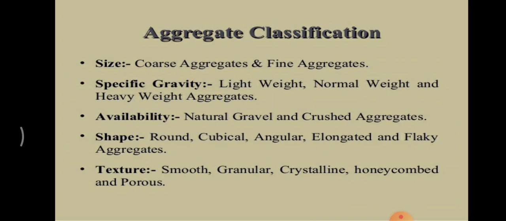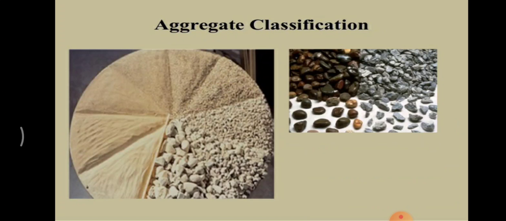Aggregate classification. Basically, aggregate classification may be of five types: size, specific gravity, availability, shape, and texture. Size: coarse aggregate and fine aggregate. Specific gravity: lightweight, normal weight, and heavyweight aggregate. Availability: natural gravel and crushed aggregate. Shape: round, cubical, angular, elongated, and flaky aggregate. Texture: smooth, granular, crystalline, honeycombed, and porous. Now the pictures of aggregate classifications.